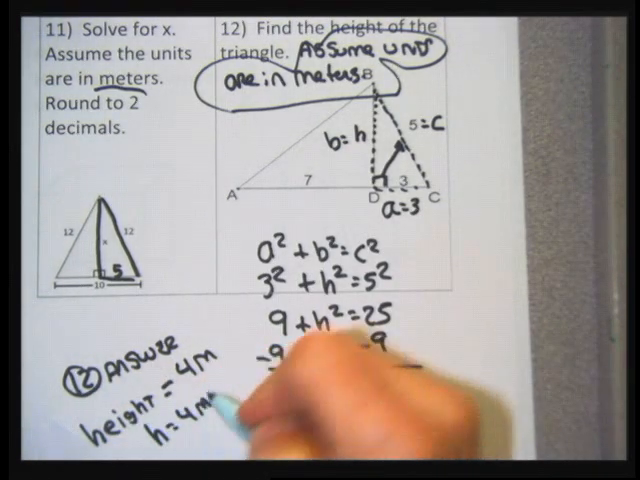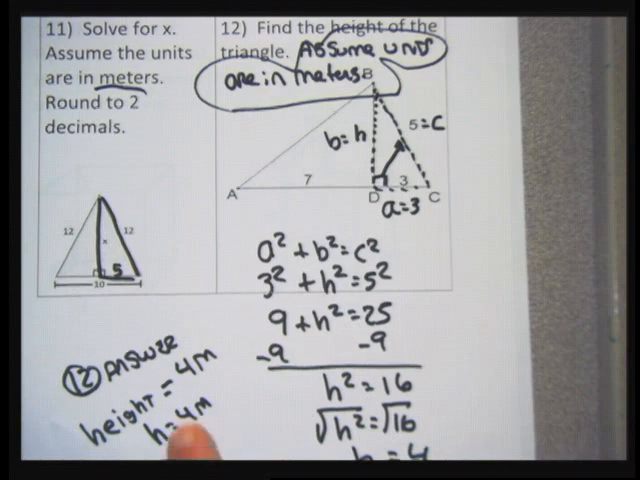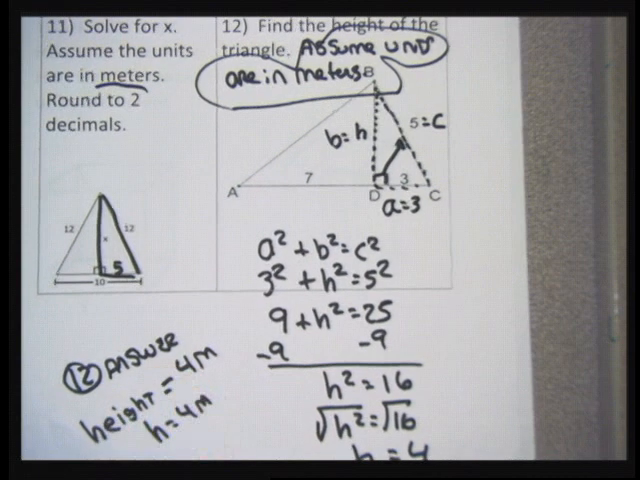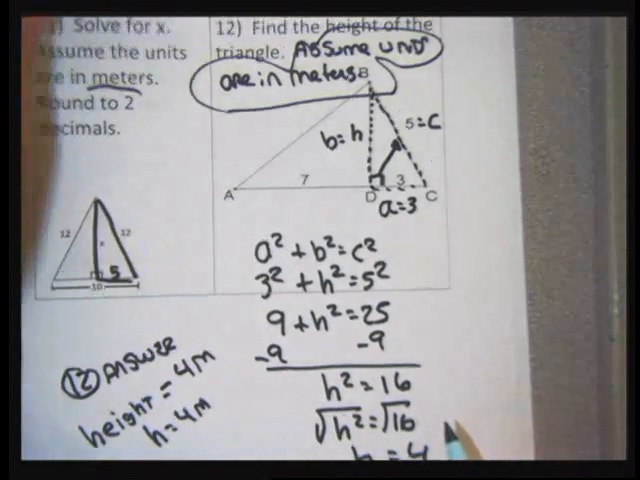On yours, I'm not sure what it's going to come out to. It's something that's going to have a decimal, I guess. For yours, you can write X equals, you could write the height equals as well. But since it says solve for X, probably writing X in your answer is best.